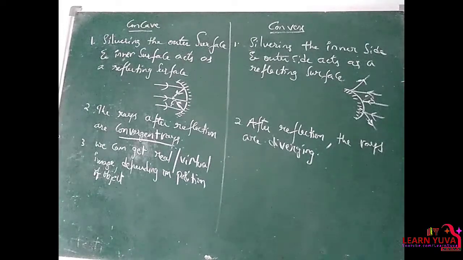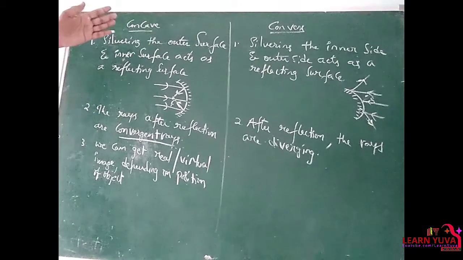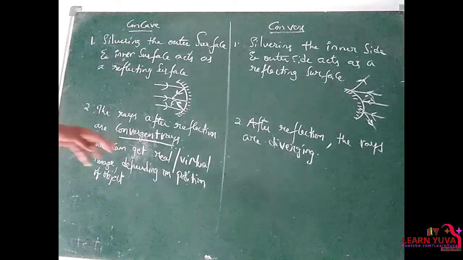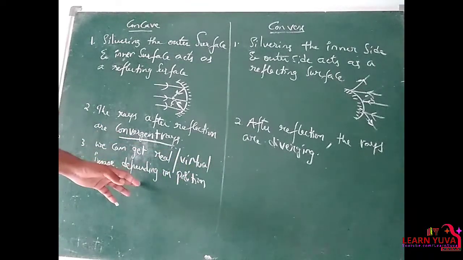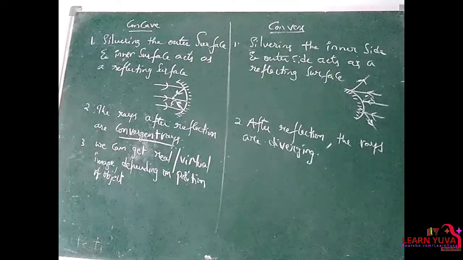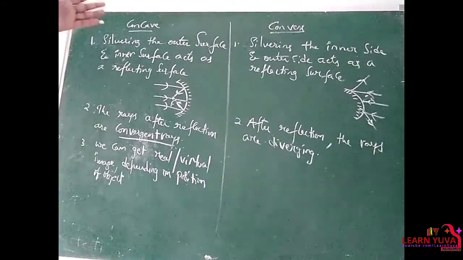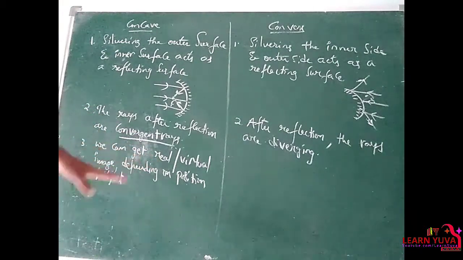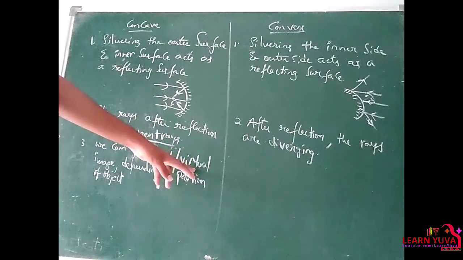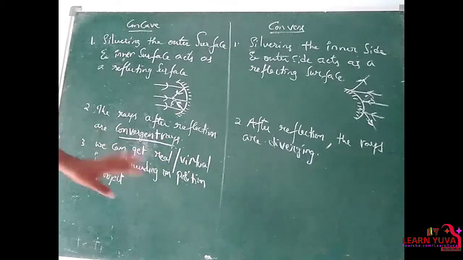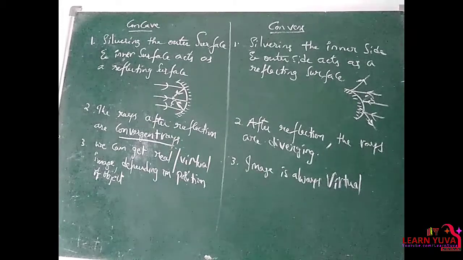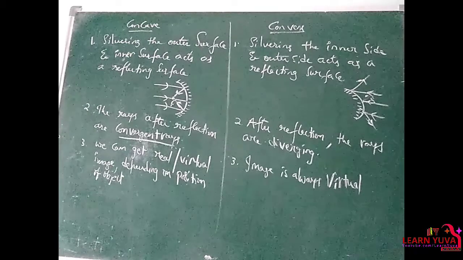As I already said, we can get real images with the help of the concave mirror, but we can also get virtual images. We can get real or virtual images depending upon the position of the object which we place. Mostly for the concave mirror we get real images, that means inverted images, right? And sometimes we can get a virtual image. So the image will be real or virtual depending upon the position of the object. The image we get in the case of a convex mirror is always virtual, which is not a real image.